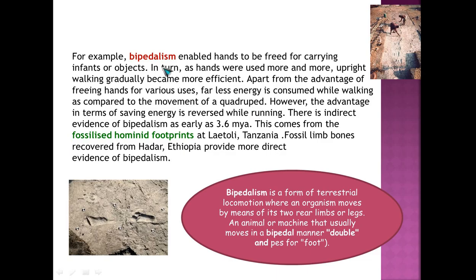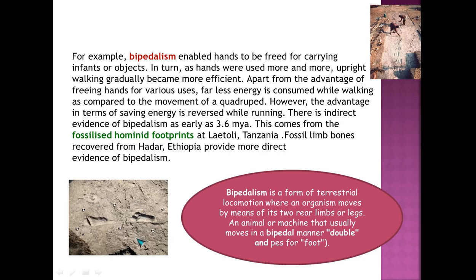Quadruped, bipedal. Then, there is indirect evidence of bipedalism as early as 3.6 million years ago. We don't know whether they really shifted to the phase of bipedalism by 3.6 million years ago. And this comes from the fossilized hominid footprints. So can you see the footprints here? It is from the footprints that we can understand that only two are seen here and not four. So the scholars or the historians understood that the footprints showed that hominids used to be bipedal.